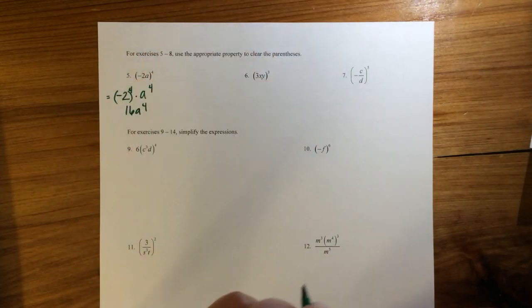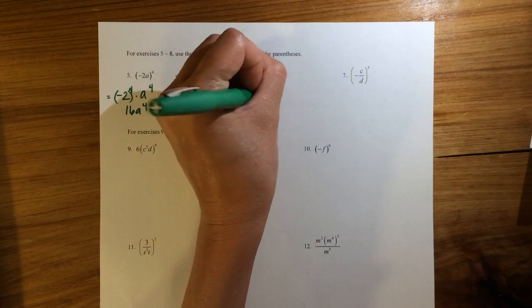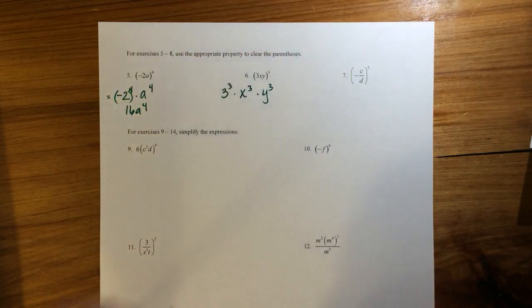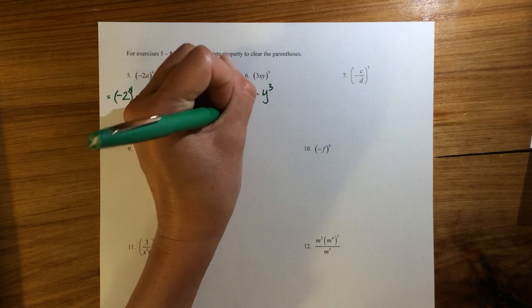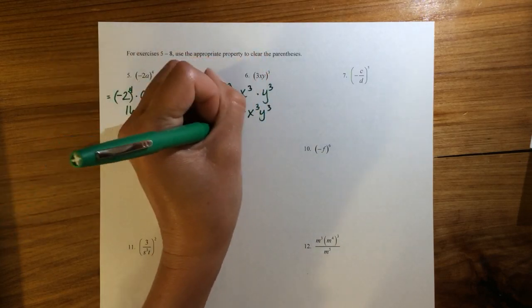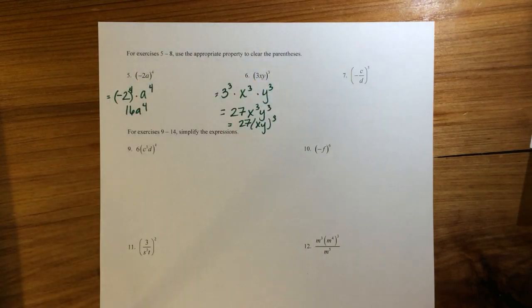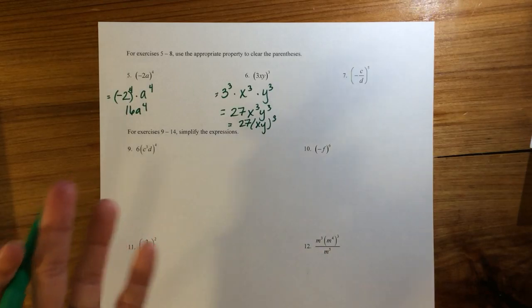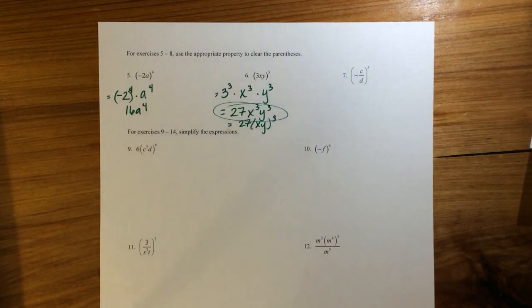Here, remember the 3 can go to everything. So this is 3 cubed times x cubed times y cubed. Which then gives us 3 cubed is 27, x cubed, y cubed. If you want to be super fancy about it, you can also redo it like that, but we're trying to get rid of the parentheses, so basically that's the answer we're looking for.